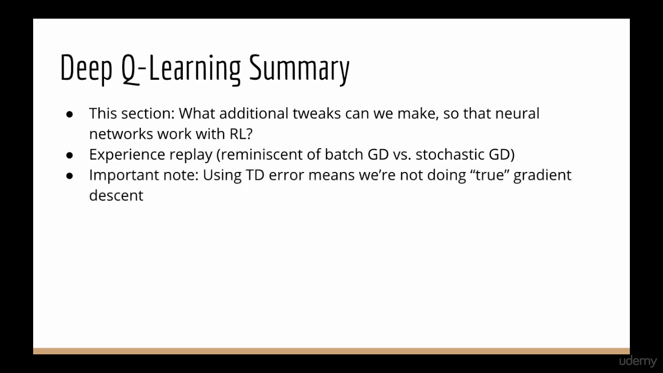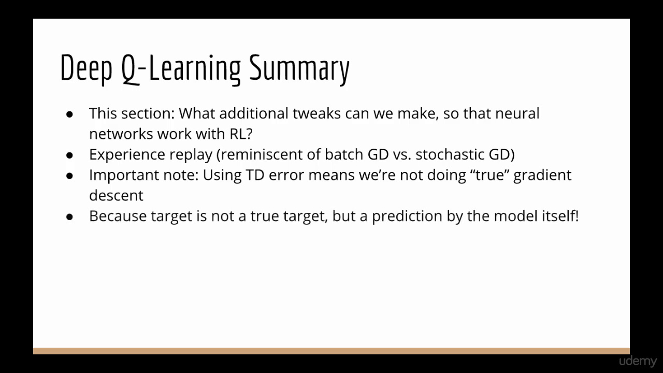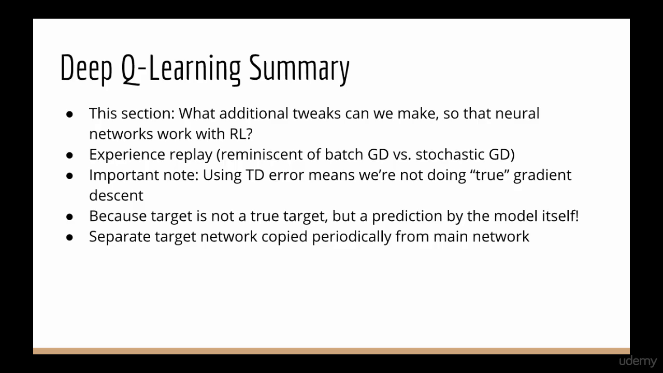It's important to note that we always sample from the most recent set of experiences. The reason we want to do this is because when we use the TD error, we're not doing true gradient descent. We're only doing an approximation of gradient descent. And that's because our target is not a true target, but rather it's yet another prediction made by our very own model. And that brings us to the next technique, where we use a separate target network that periodically copies the weights from the main network.